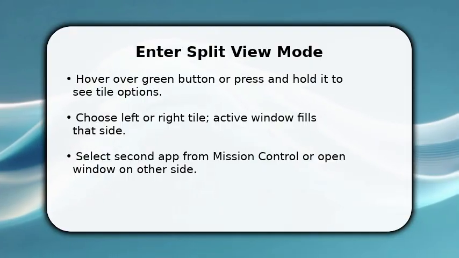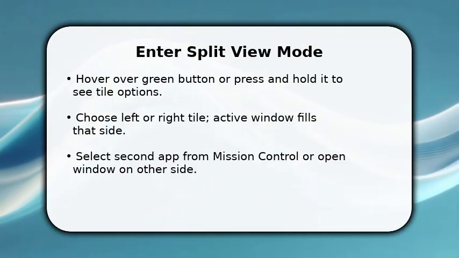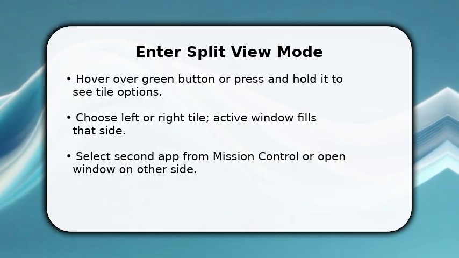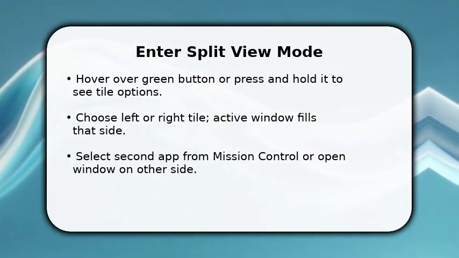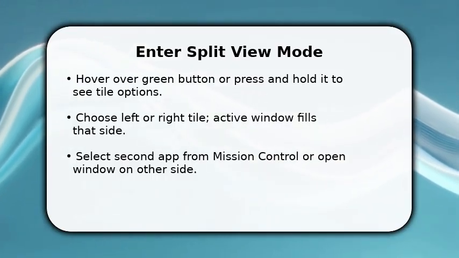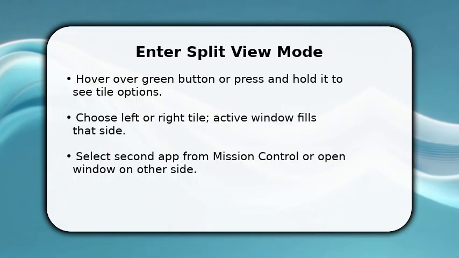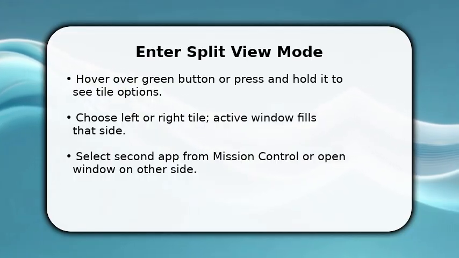You start by positioning the first app into a tile. Hover or press and hold the green traffic light button until the left/right choices appear. Choose the side you want so the window snaps into that half of the screen. Once done, Mission Control will show available windows for the opposite side. Pick the second app or open it there.